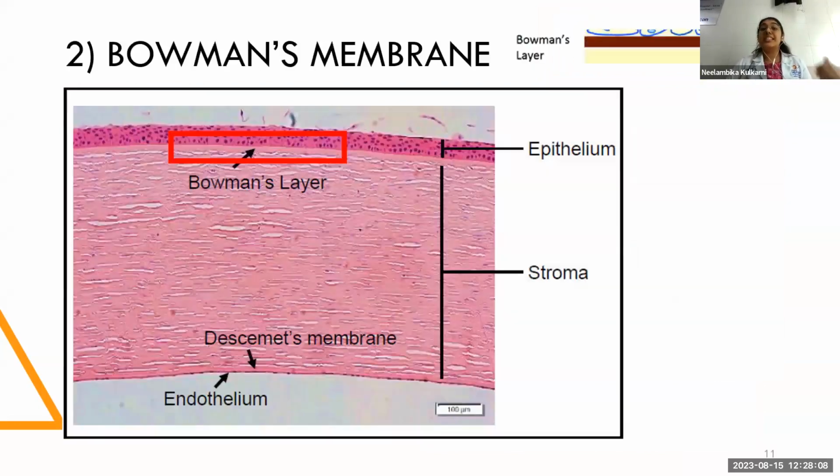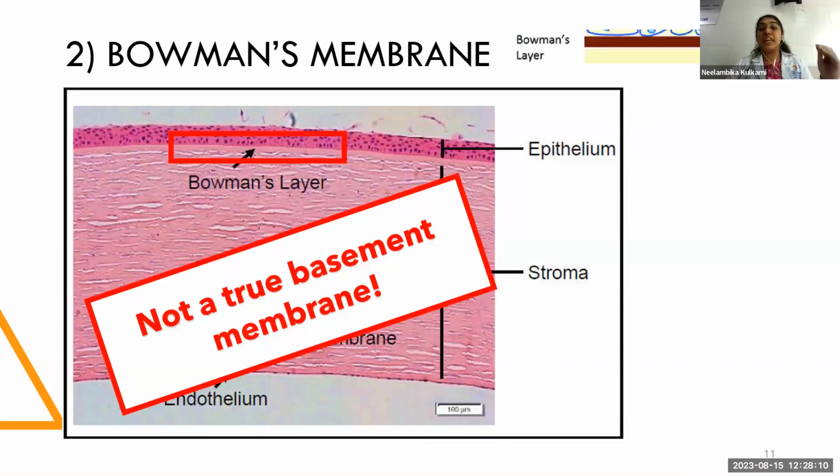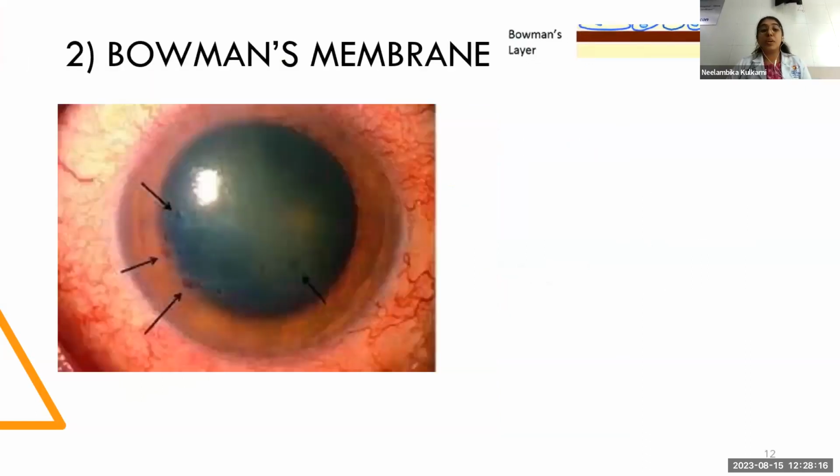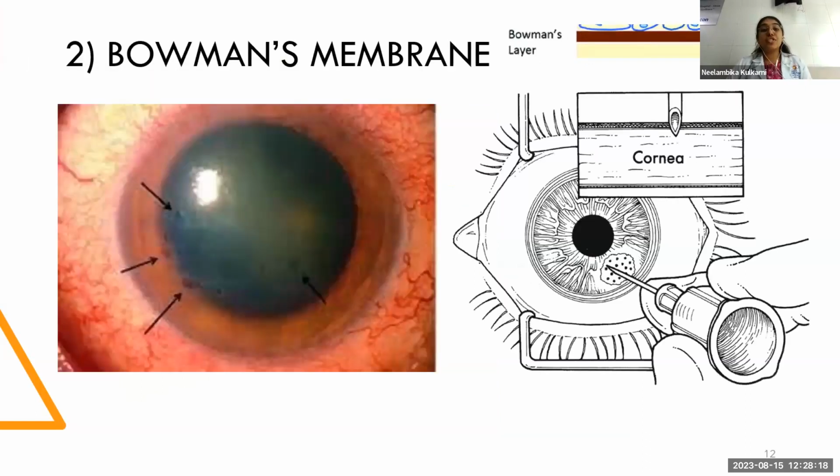The Bowman's membrane is merely a condensation of the anterior stroma. It is a resistant layer and it heals by scarring. Now this scarring is utilized when we do an anterior stromal puncture in cases of recurrent corneal erosions.